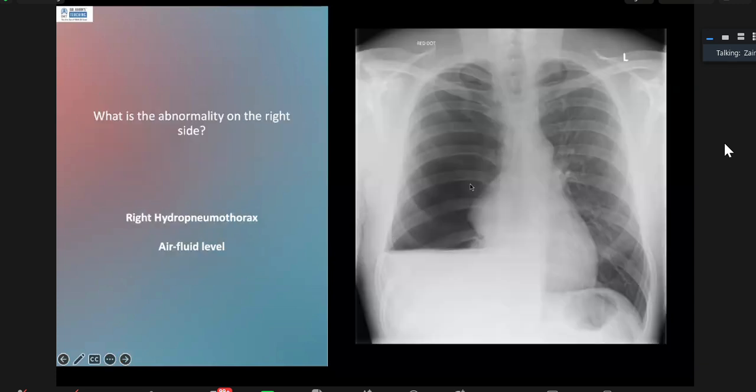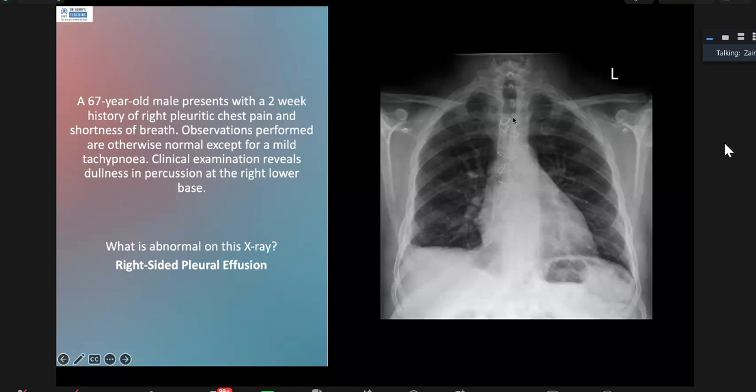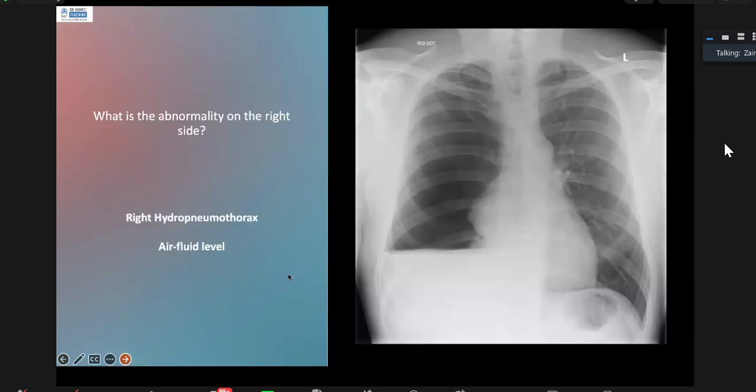We can see that this is the collapsed lung on the right-hand side, and that this is not the meniscus sign that's typically associated with pleural effusions. Instead, it's an air fluid level. So this is why it's a right hydropneumothorax. I'm not sure if you saw my cursor last time, but these are sternotomy wires in the center as well.